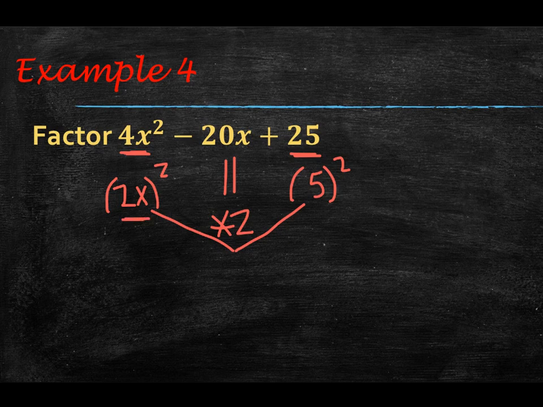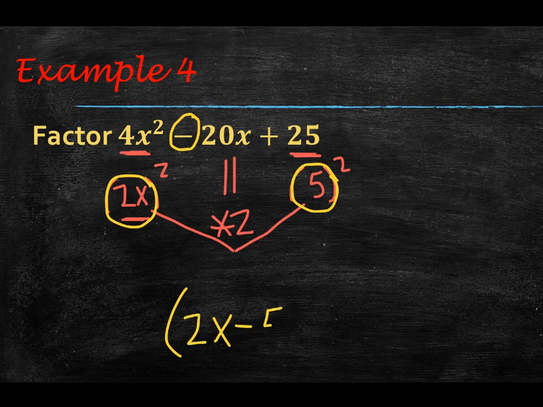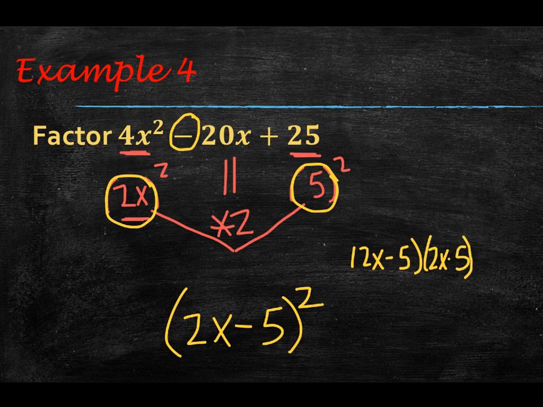I'm going to take my numbers here and here, my numbers and variables, and I'm going to use this sign that's right here. And so now it's going to be 2x minus 5 quantity squared. And just to show you that this does in fact work, let's take 2x minus 5 squared, so write it down again, and let's just show that when I multiply this together, it does in fact give me that original problem.